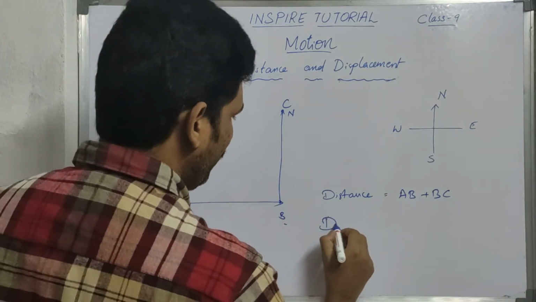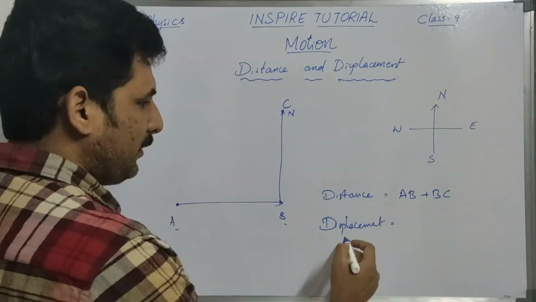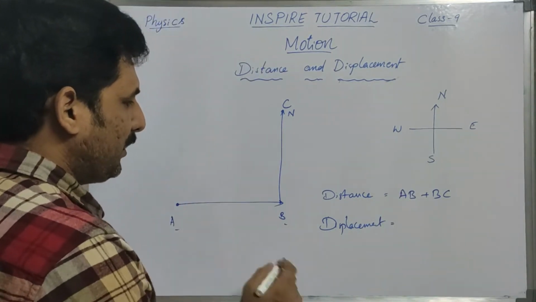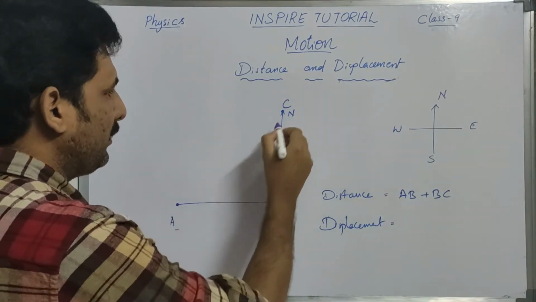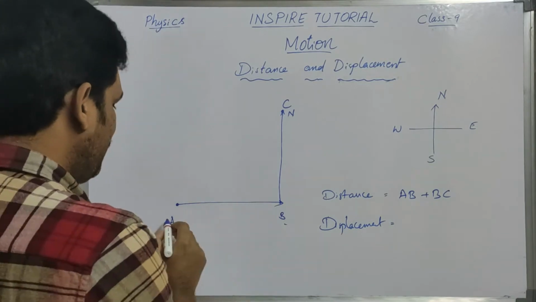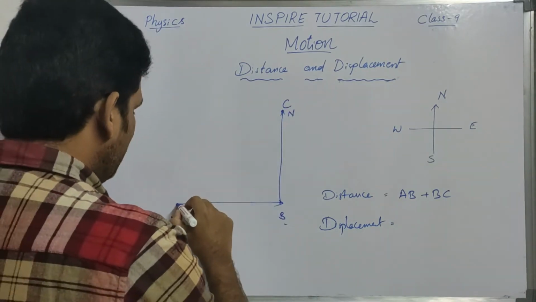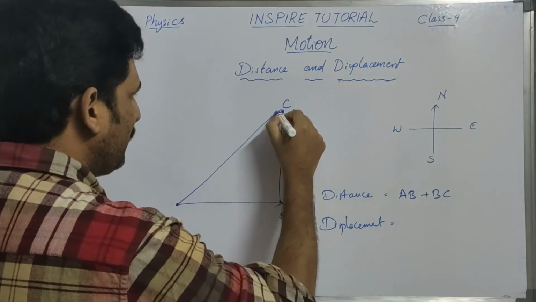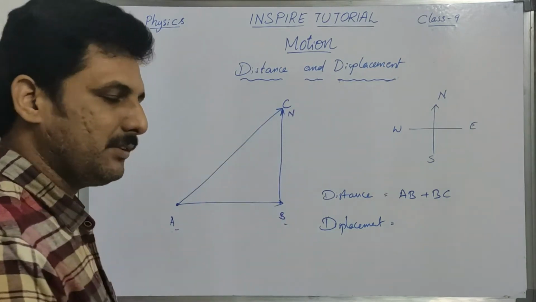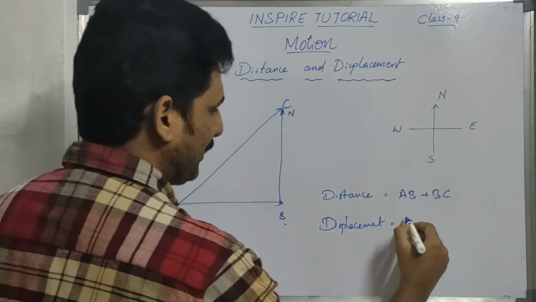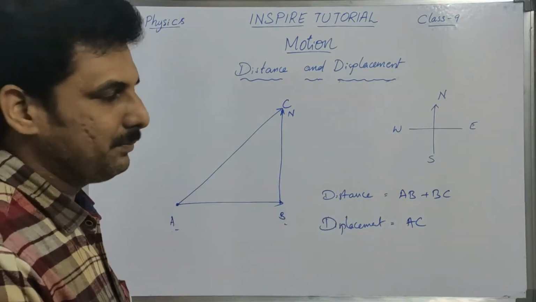But when we talk about the displacement, it is nothing but the shortest distance between the starting and the ending point. So here the starting point is A and the ending point is C. So the shortest distance between these 2 points, that is A and C, will be the displacement. So displacement in this case will be AC.